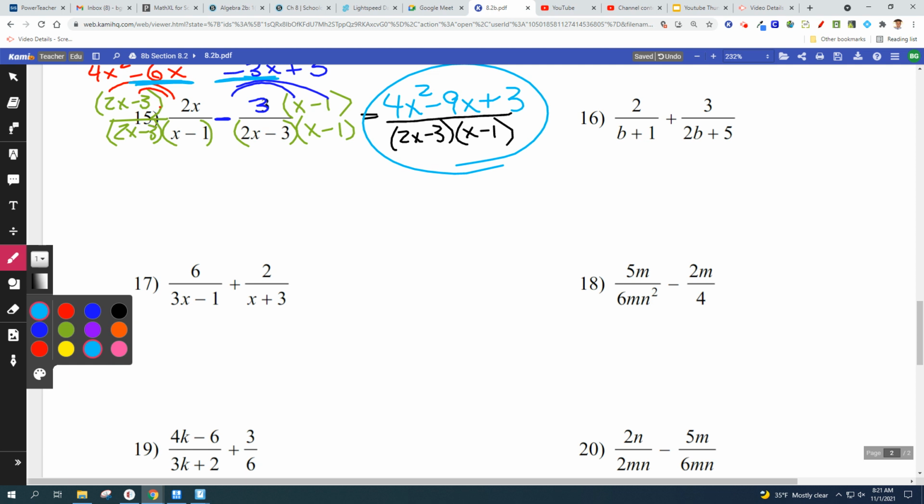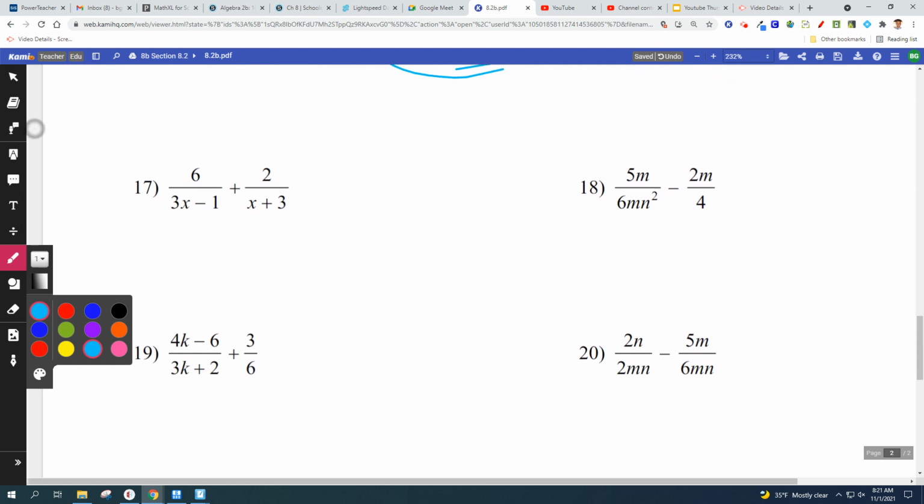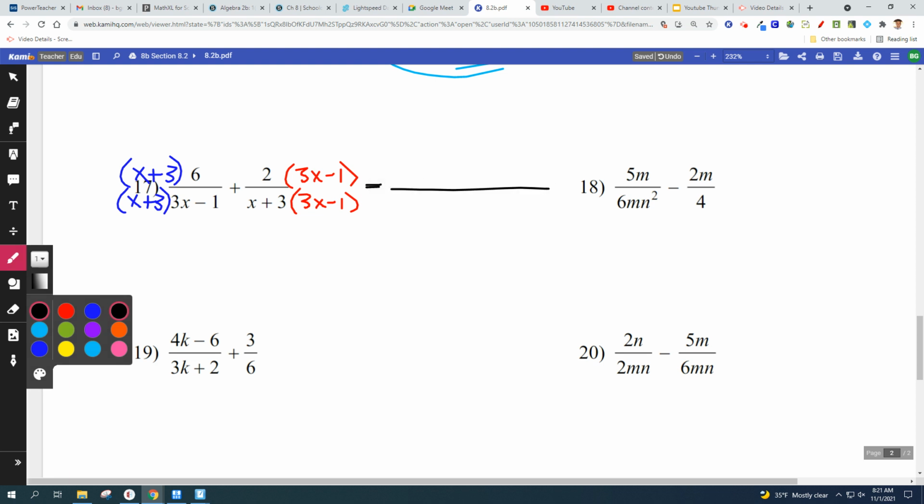Next problem is basically the same idea, 17. I've got a 3x minus 1. This one's going to need an x plus 3. I've got an x plus 3, and this one's going to need a 3x minus 1. We're just trying to make them the same. We have to make them the same because we couldn't add them otherwise. They have to have a common denominator. They have to be like terms, basically. So once you make them the same, I know the denominator is going to be 3x minus 1 times x plus 3.